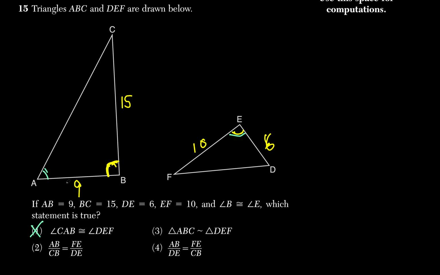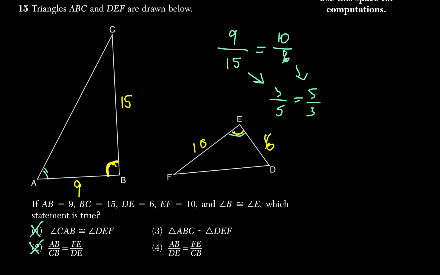Choice 2. AB over CB, so they're saying 9 over 15 is equal to FE, 10 over 6. Now, that's clearly not the case, because if I reduce both of these fractions, I get 3 over 5 equals 5 over 3. So that's not going to be the case. So this is not it either.